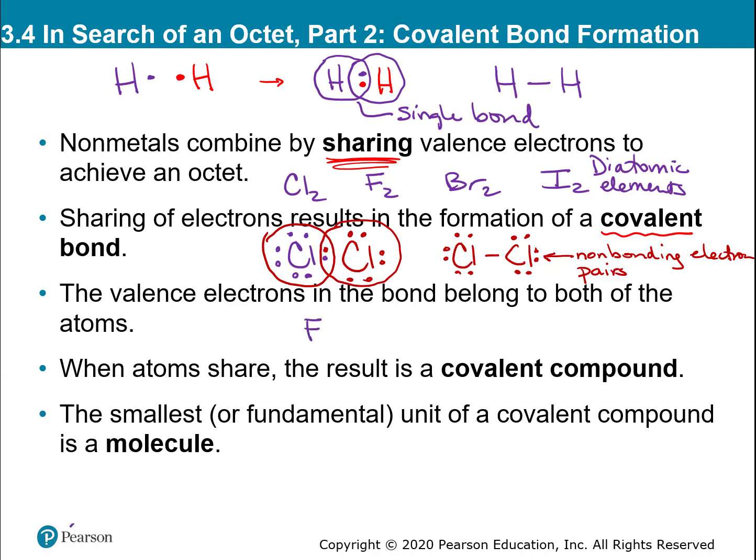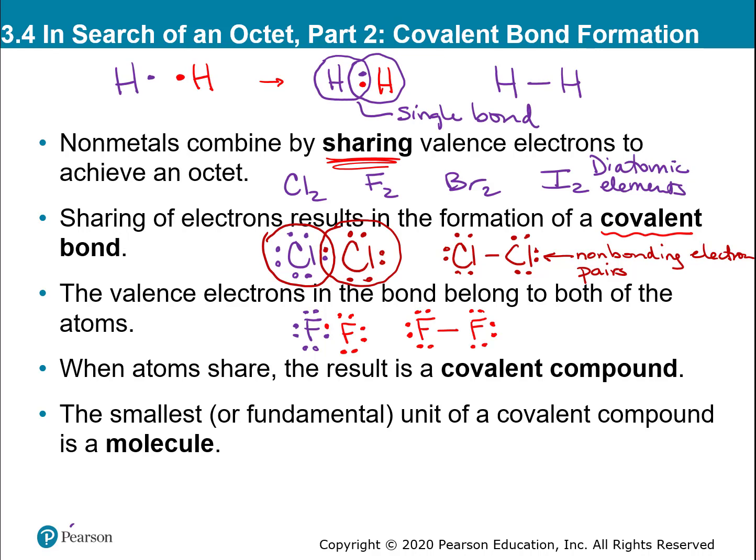You would see the same thing with fluorine, bromine, and iodine. The fluorine would form a single covalent bond with another fluorine, 7 and 7, but that shared pair in between is what creates the bond. But these fluorines have non-bonding electrons. They're only sharing one pair.